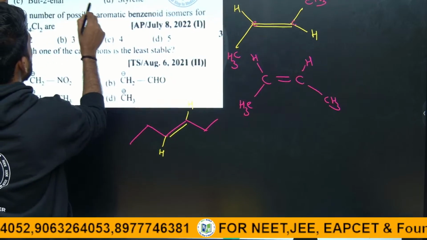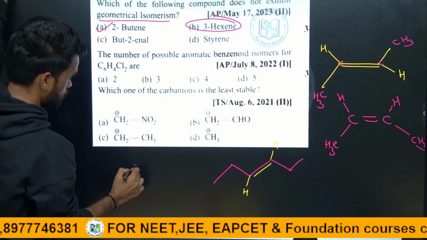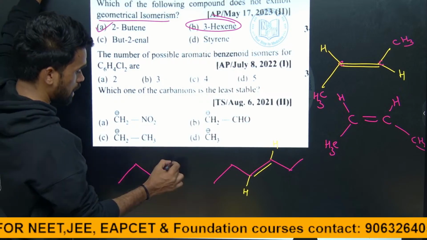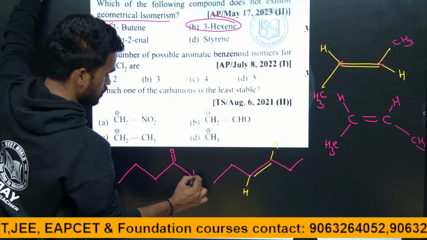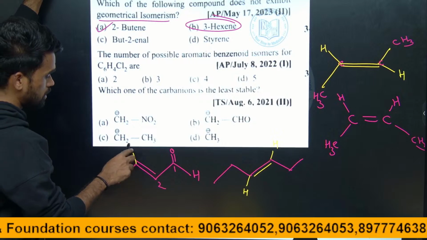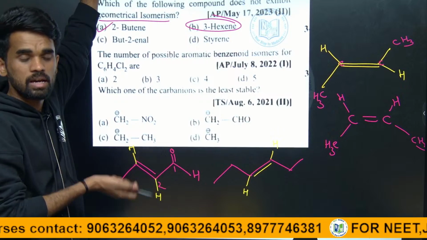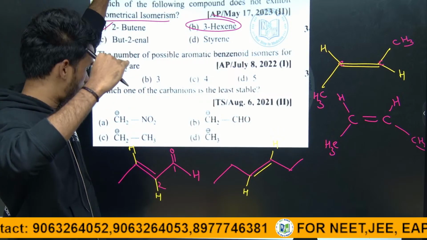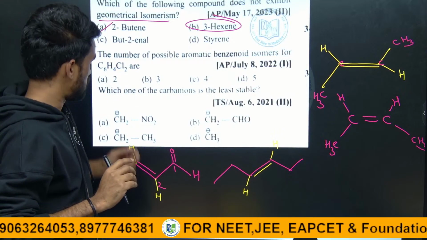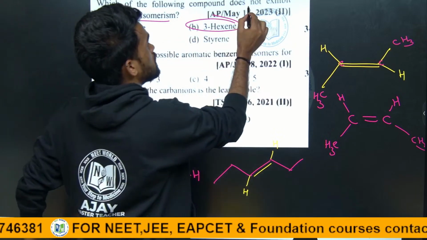Next, what about but-2-enol? So how can we write but-2-enol? These are the 4 carbons we have, and on the last carbon I am writing like this; on the first carbon and second carbon I am writing a double bond. See, these two hydrogens we can place cis to each other, on the same side of the double bond, and in the opposite direction with 180 degrees, that is the trans form. So this can also show geometrical isomerism. They are asking which does not exhibit.